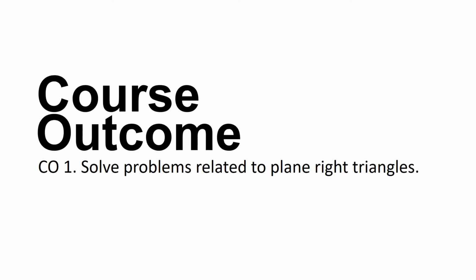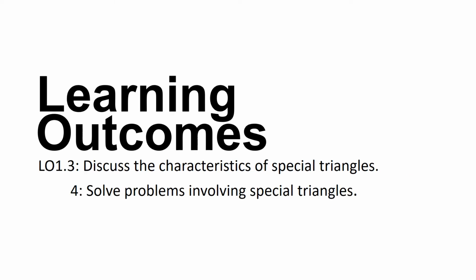The course outcome is still CO1, solve problems related to plane right triangles. And the learning outcomes for this week are LO 1.3 and LO 1.4. Discuss the characteristics of special triangles and solve problems involving special triangles.